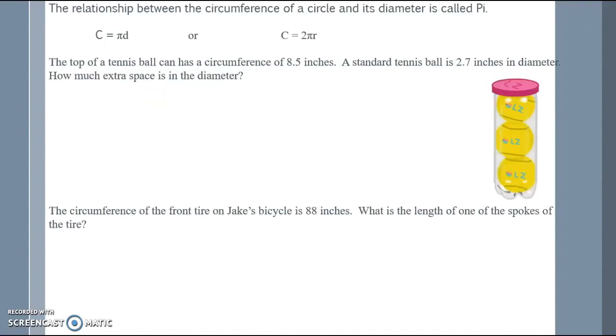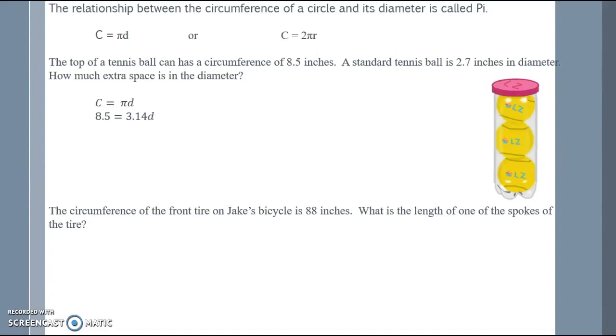The relationship between a circumference and the diameter: I can find the circumference by taking pi times the diameter, or 2 times pi times the radius, since 2 times the radius is the same as the diameter. The top of a tennis ball can has a circumference of 8.5 inches. A standard tennis ball is 2.7 inches in diameter. How much extra space is in the diameter?